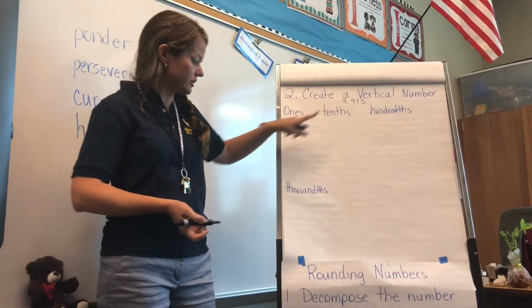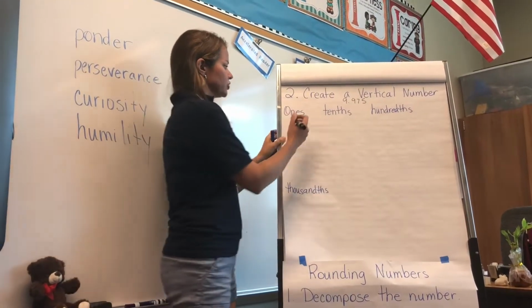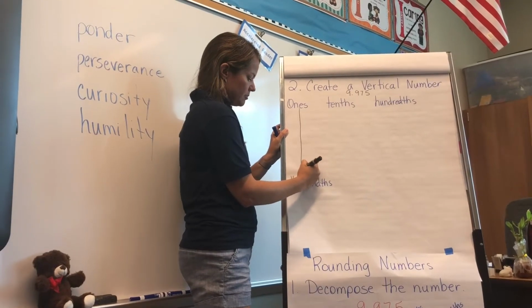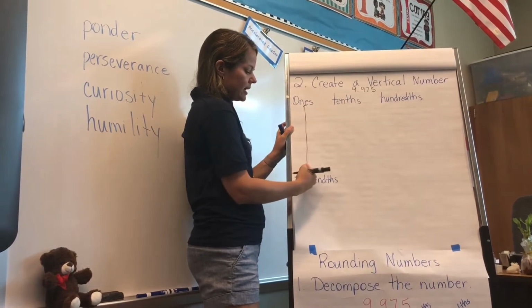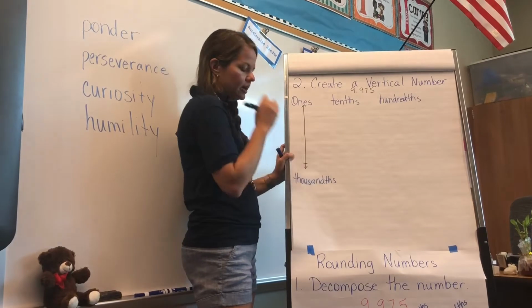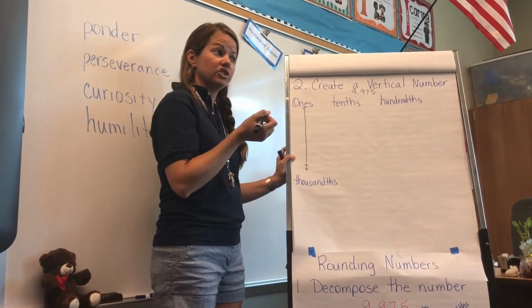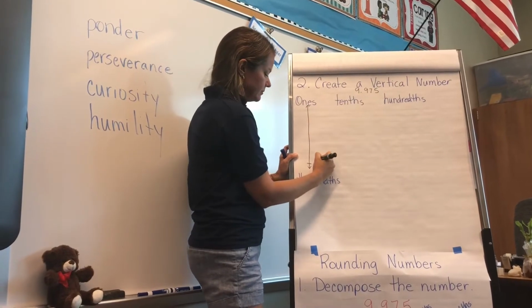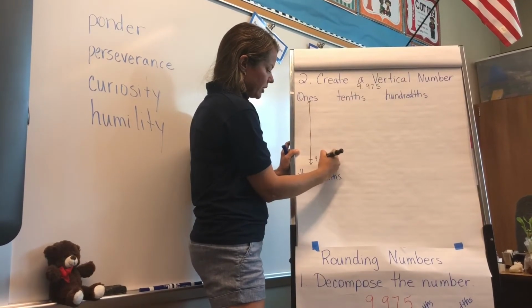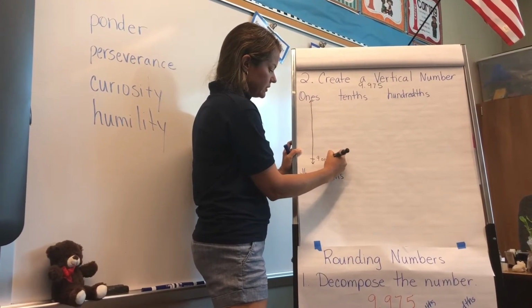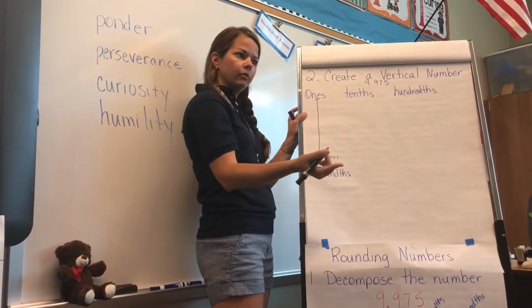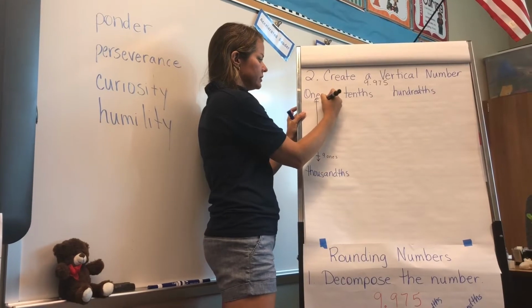We're going to use a vertical number line to round 9 and 975 thousandths to the nearest ones, tenths, hundredths, and thousandths. When we draw our vertical number line, the number that we place at the bottom is where our number is actually starting. Here, we have 9 ones, so that is where our number is starting, at 9 ones. If we were to go up 1, it would be 10 ones.